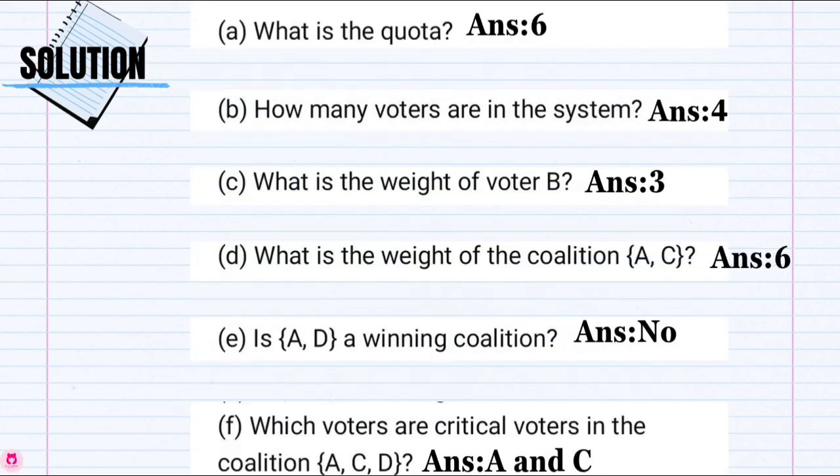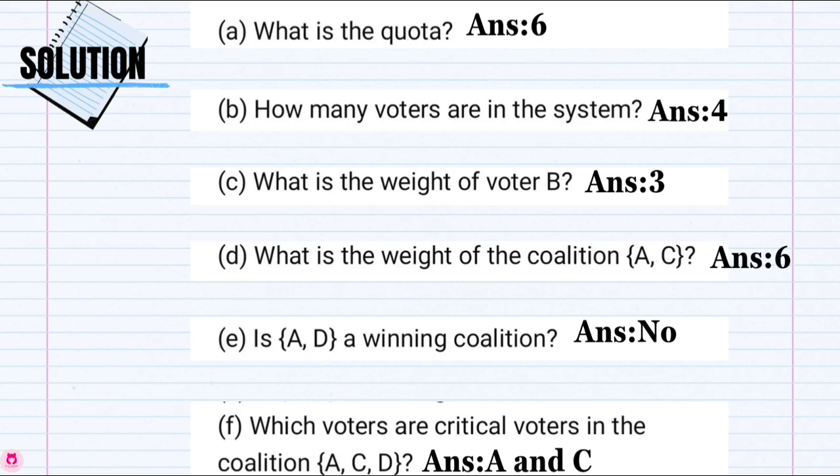Letter A. What is the quota? So the quota is the leading number, so the answer is 6. Letter B. How many voters are in the system? So we have 1, 2, 3, and 4. So we have 4 voters in the system. What is the weight of the voter B? Since voter A is 4, the next one, the answer is voter B, which is 3. Letter D. What is the weight of the coalition A and C? So if we add up 4 plus 2, the answer is 6.